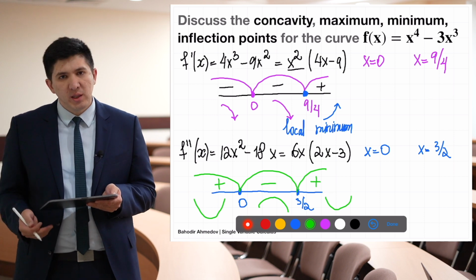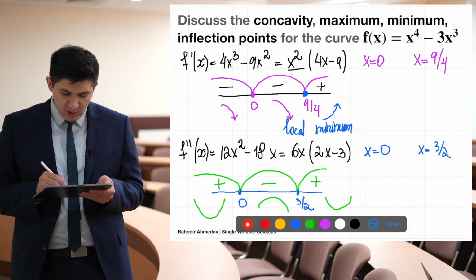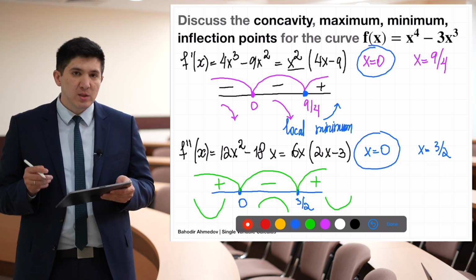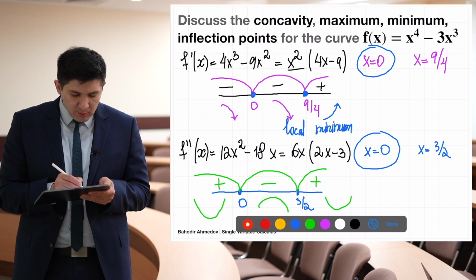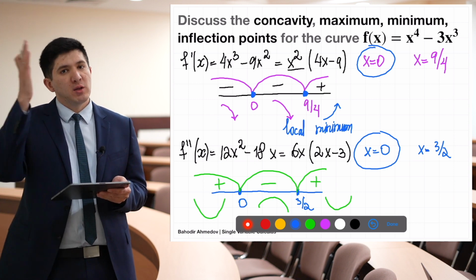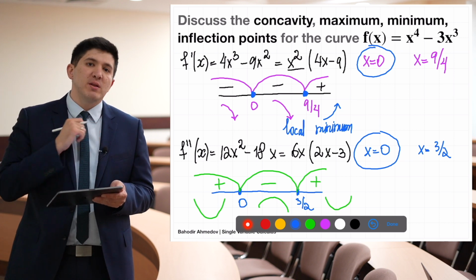I think we are ready to sketch this curve. So let's make a summary first of all. So you can see here that x equal to 0 is a critical point and inflection point at the same time. And please note that at x equal to 0, it is not changing its increasing or decreasing region, right? So the curve is decreasing before the 0 and it's still decreasing after the 0.